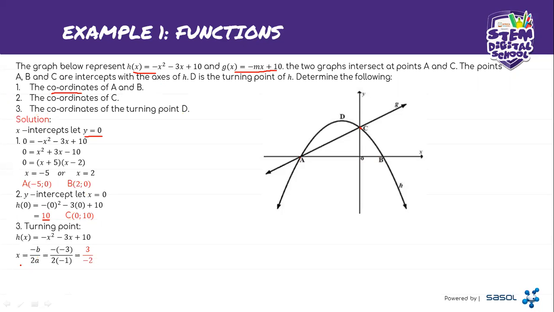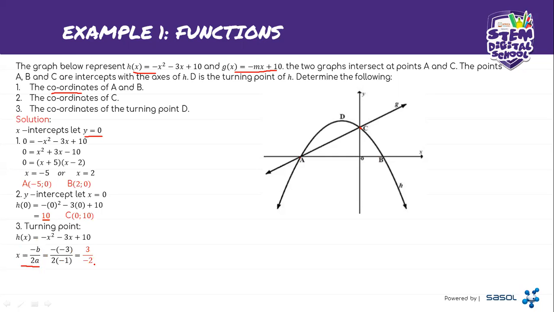Now, you are going to use this formula to calculate the value of x on the turning point, which is x equals negative b over 2a. Then we are using this formula to calculate what? To calculate x, the value of x on the turning point, right? In this case, we can see it is negative 3 over 2. So that is the value of what? Of x on the turning point.